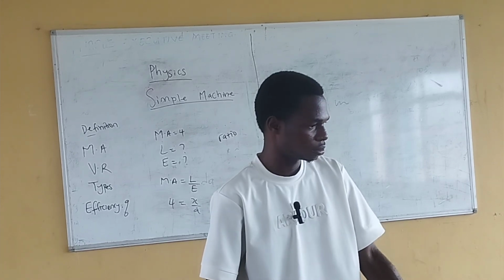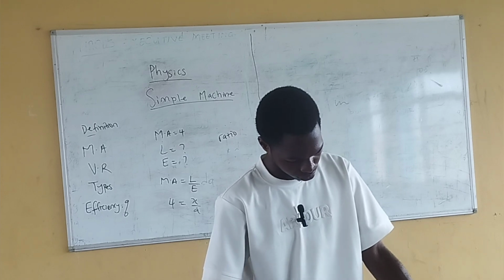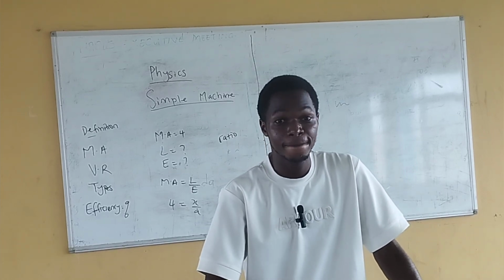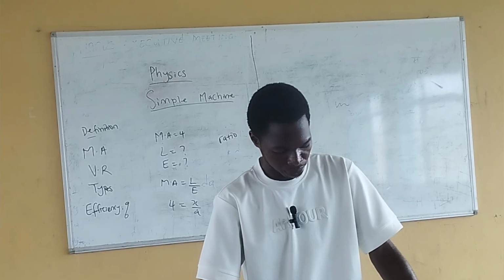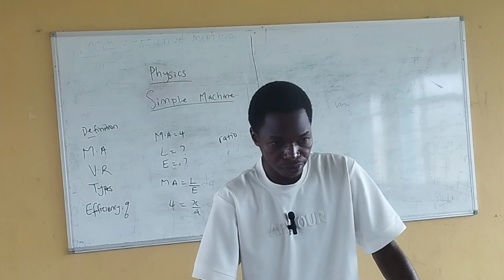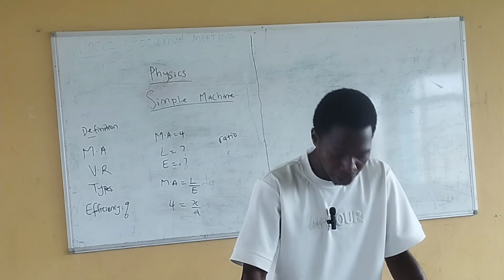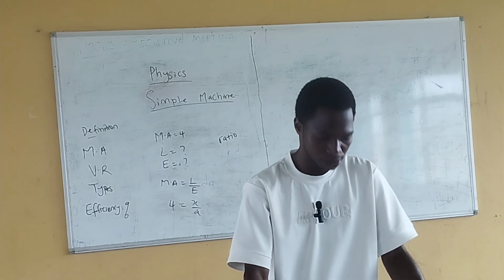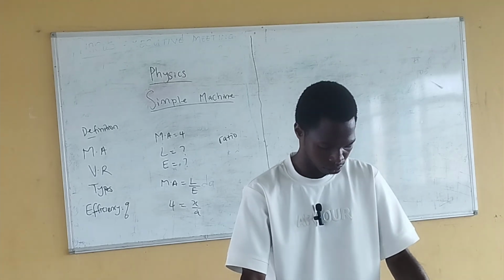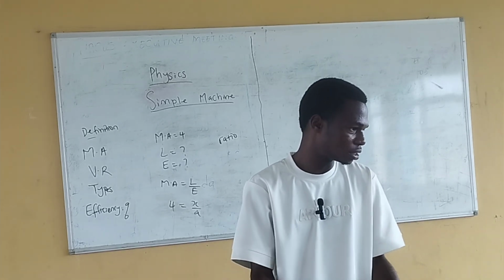I should come again. Which of the following is true about a machine? A. Efficiency is 0. B. Efficiency is greater than 100. C. Efficiency is less than 100. D. Efficiency is 100.